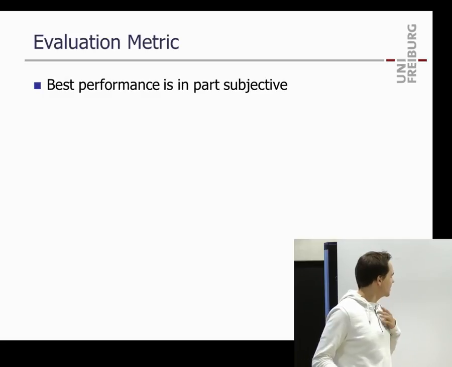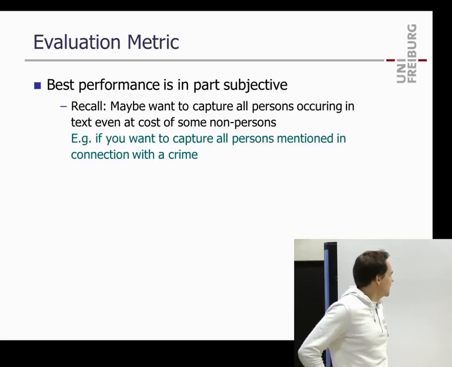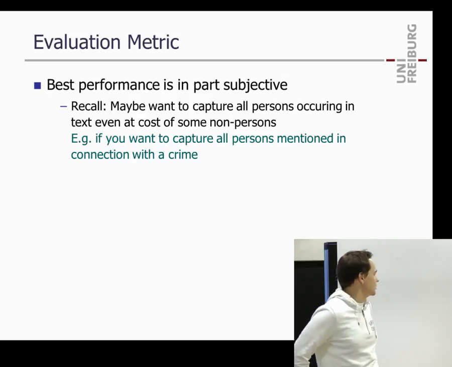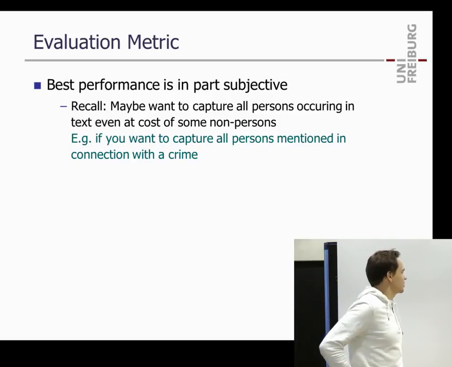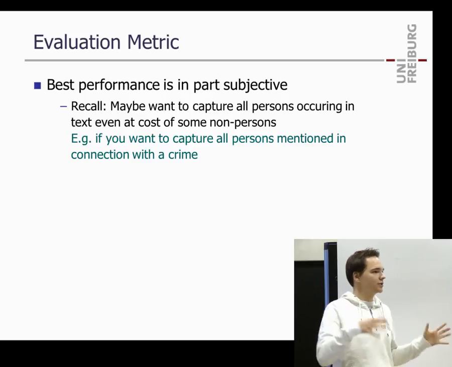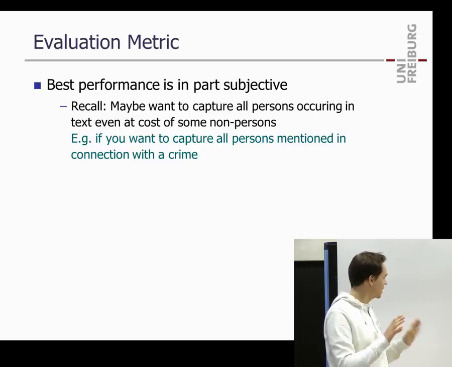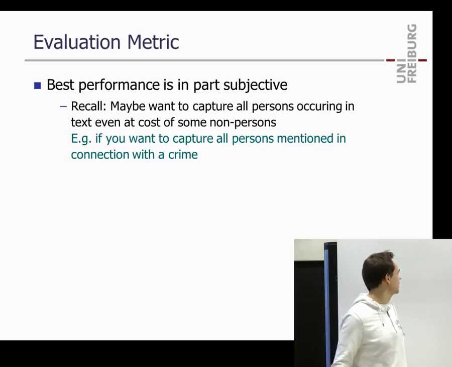Now what you have to keep in mind is that the best performance may be subjective. So it can be, for example, you want to capture all the persons occurring in the text, even if you capture some words as persons that are actually just random words. Let's say you want to capture all the persons that are mentioned in connection with some crime. You just want to have all the names, and if you have some random names that are not actually persons, you will care about that later.